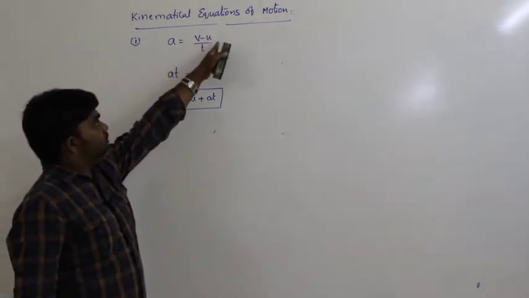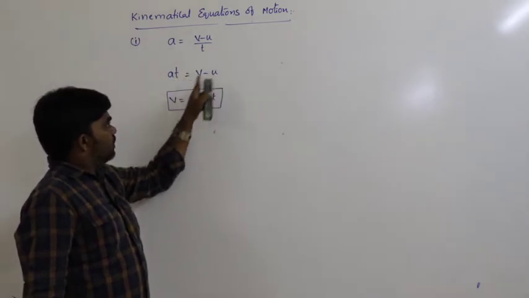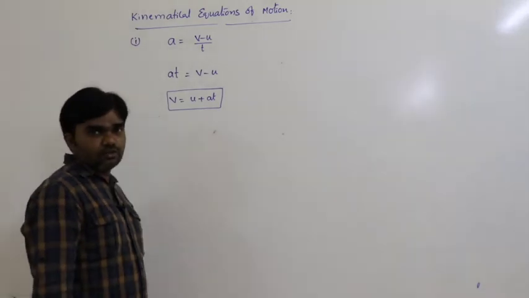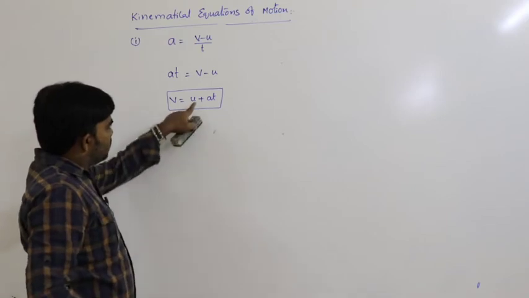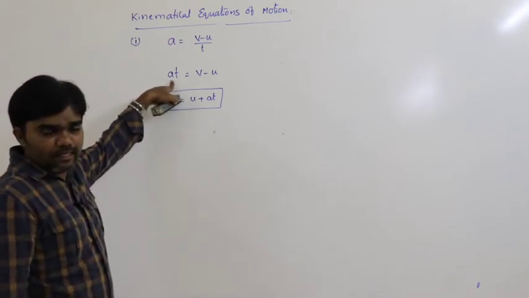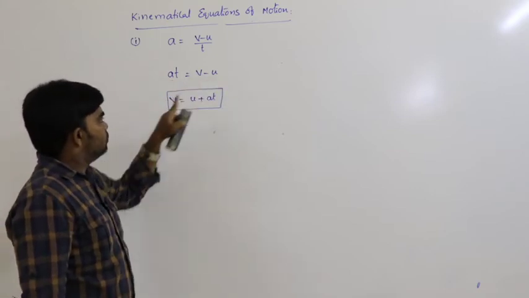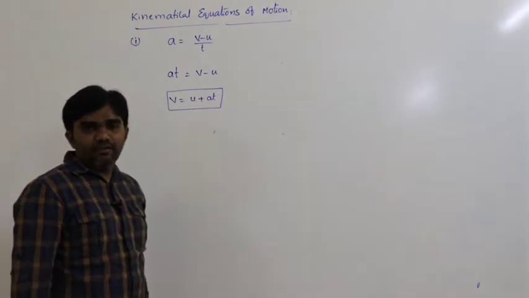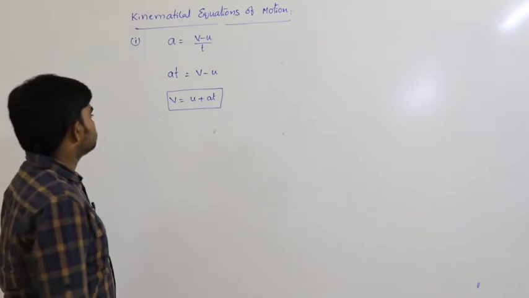Acceleration is equal to (V minus U) by T, so AT is equal to V minus U, and V equals U plus AT. So what is V here and what is U here? A in the sense acceleration. V is equal to U plus AT.